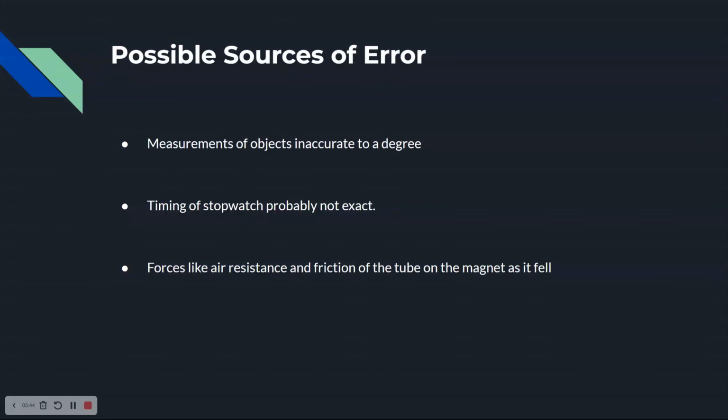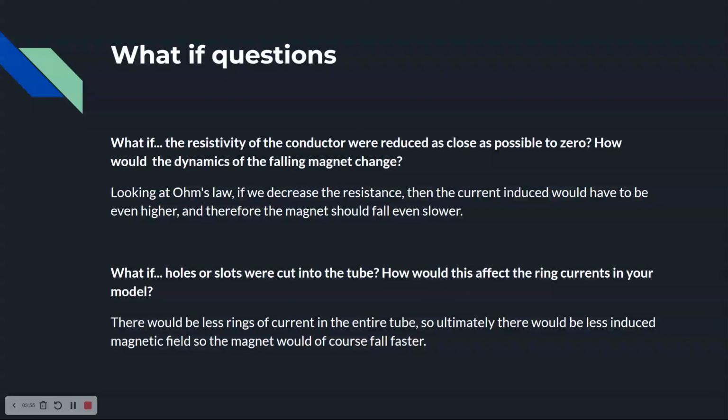So there's a couple what-if questions. One, what if the resistivity of the conductor were reduced as close as possible to zero? How would the dynamics of the falling magnet change? Well, looking at Ohm's law, if we decrease the resistance, then the current induced would have to be even higher, and due to that, we would have a higher induced magnetic field, and our magnet's going to fall even slower than it would otherwise.